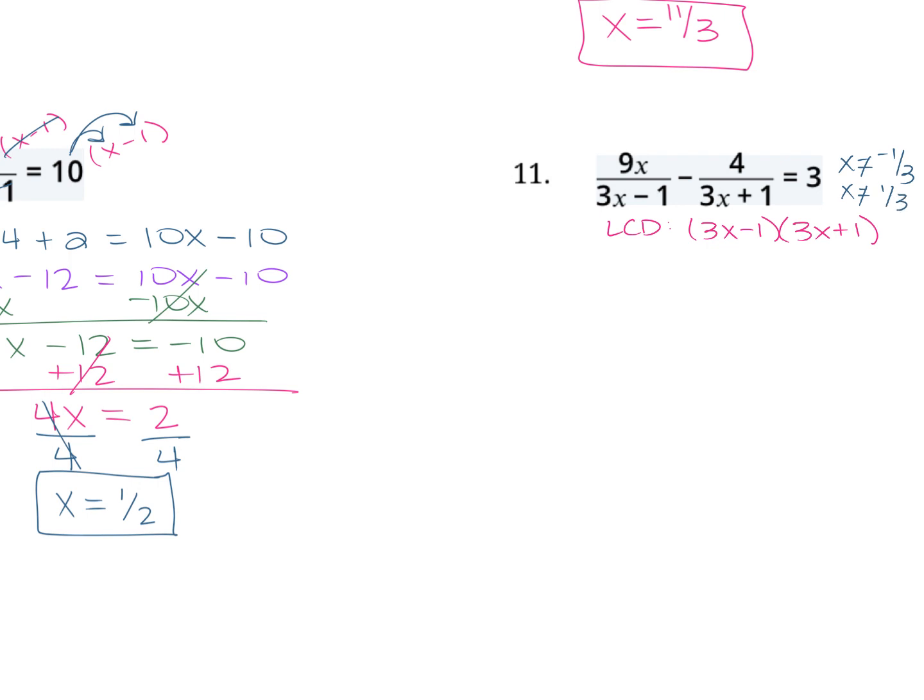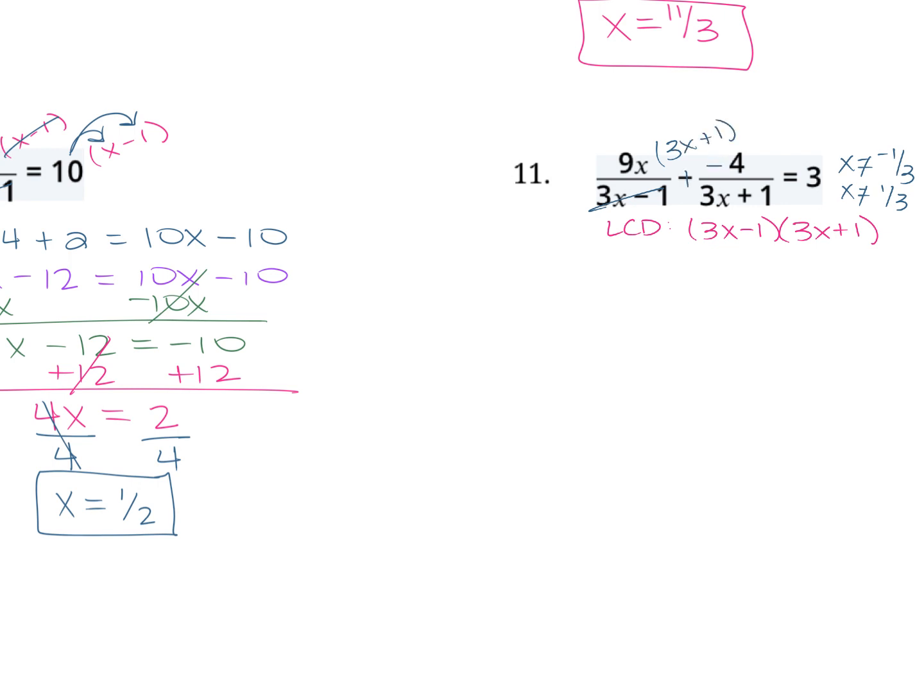So you have to make sure that if you get one of those as your answers, it's an extraneous solution. Don't include it as your final answer. We're going to multiply everything by our least common denominator. That 9x over 3x minus 1, the 3x minus 1 is part of your least common denominator, so we're going to cancel that out, and we're just going to multiply the 9x by 3x plus 1.